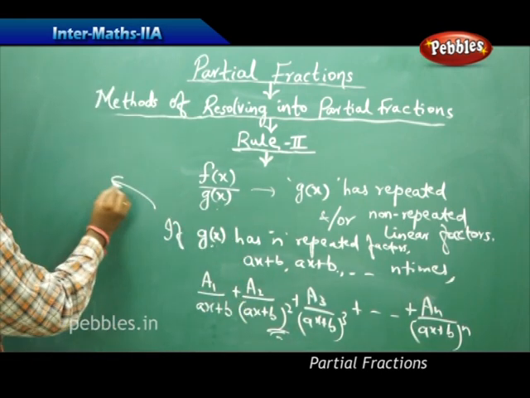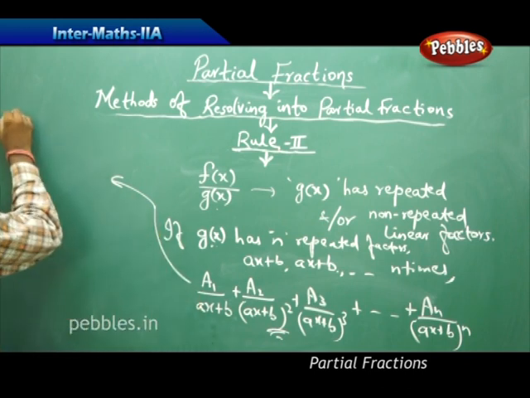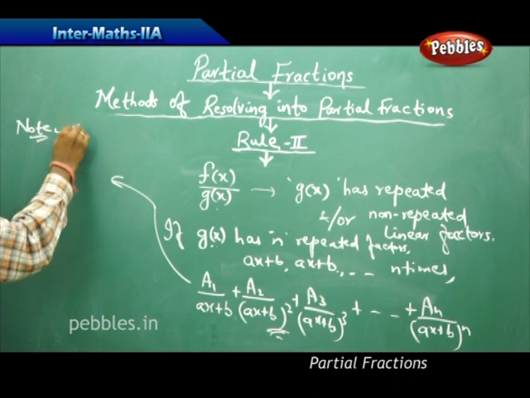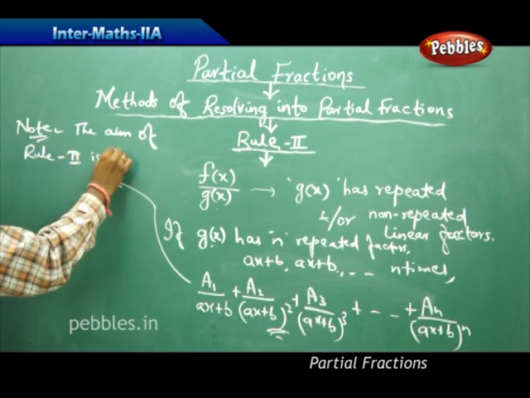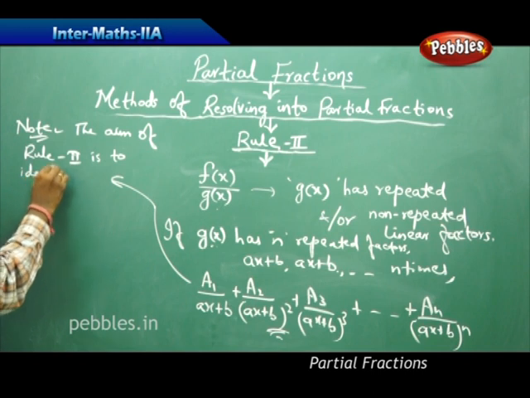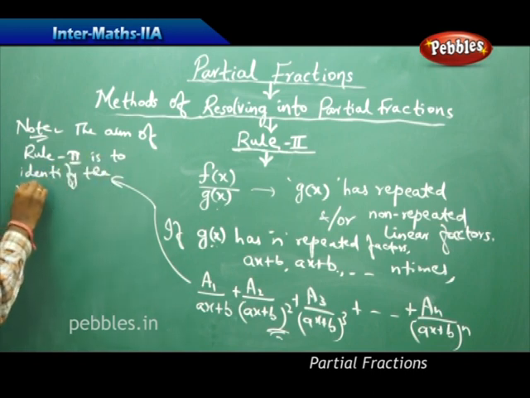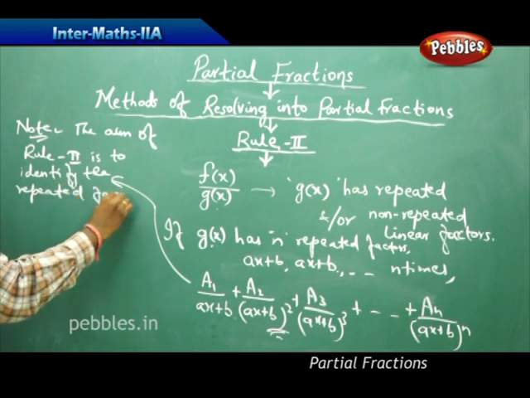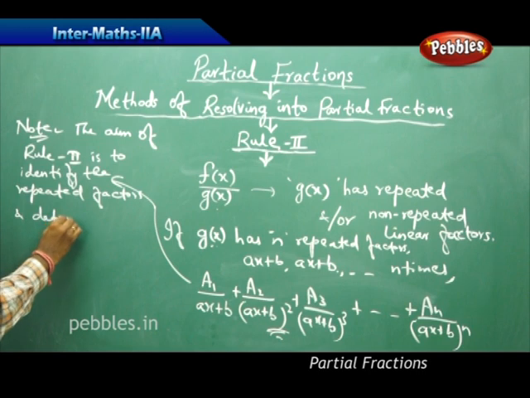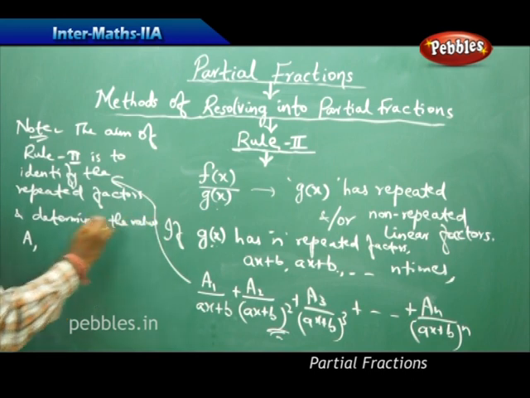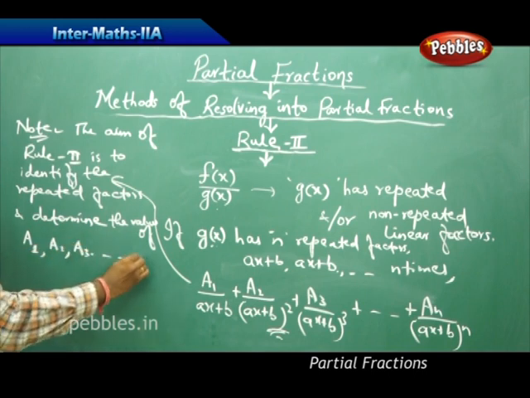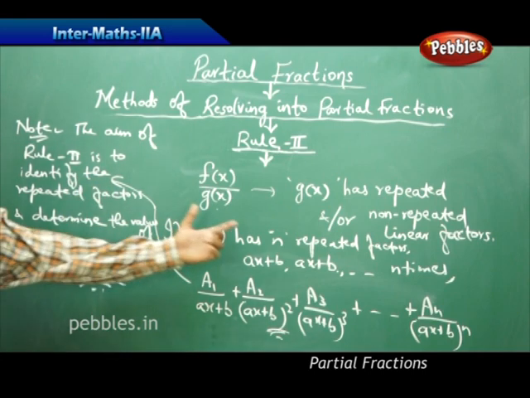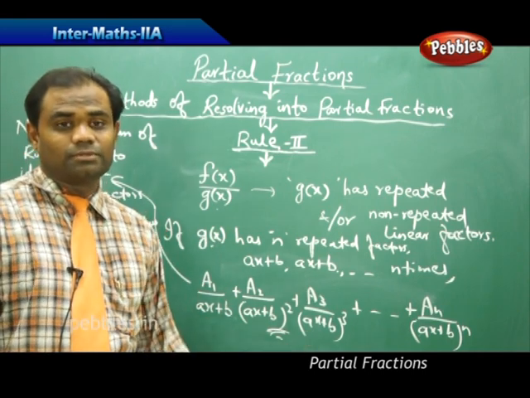So therefore here I get this, with an important note that the aim of rule 2 is to identify the repeated factors and determine the values of a1, a2, a3 till an. That is how I understand rule 2 of resolving into partial fractions.